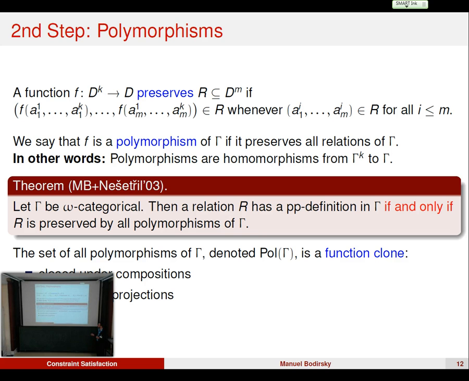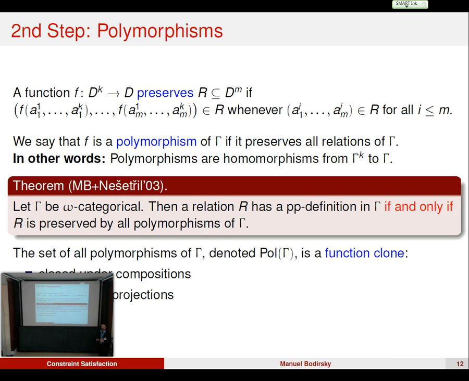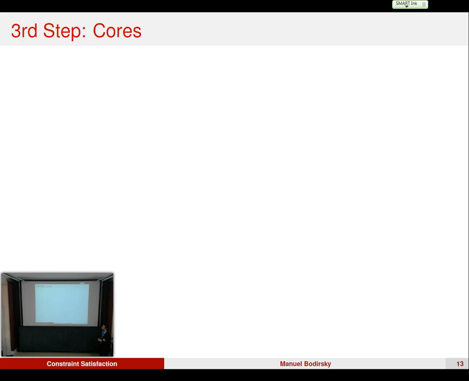Sets of functions that are closed under these two things are called function clones in universal algebra and are studied there, mostly for finite domains, but also for infinite domains. Okay, this was the second step, polymorphisms. The third step is cores.